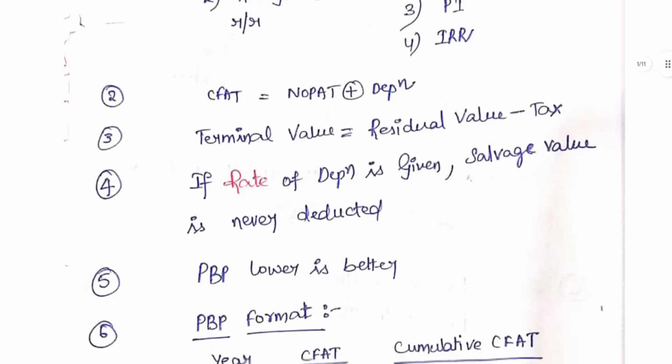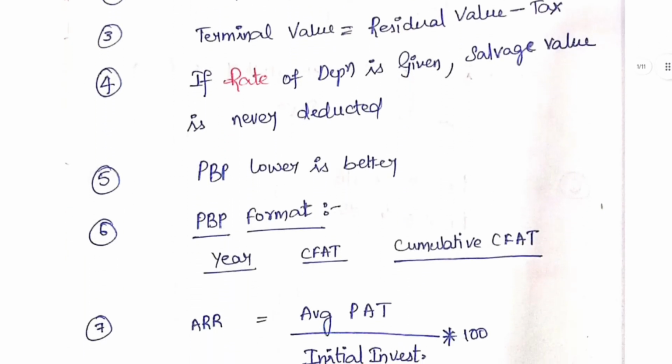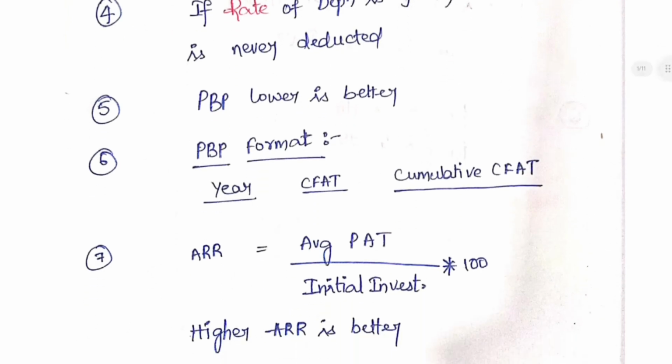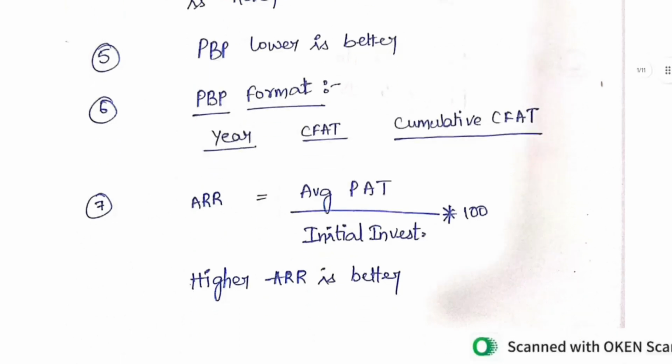Lower payback period is better. Payback period format: year, cash flow after tax, cumulative cash flow after tax. Accounting rate of return or average rate of return equals average PAT divided by initial investment into 100. Higher accounting rate of return or average rate of return is better.